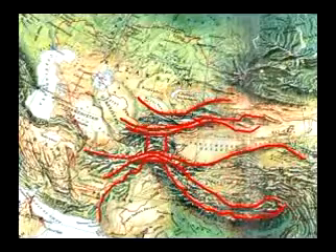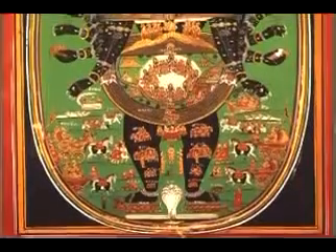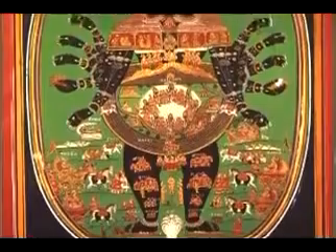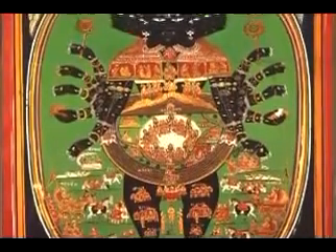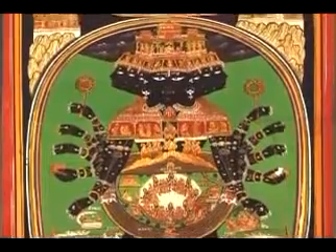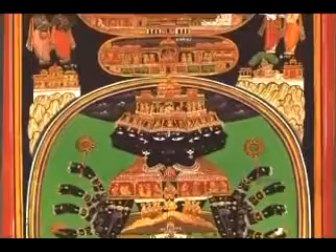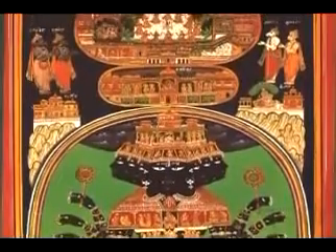The vertical dimension in Bhagavata cosmology. The Bhumandala disk represents the exoteric domains of the earth and planets. In contrast, the cosmic axis, extending perpendicular to Bhumandala, is filled with esoteric meaning. It represents the path of ascent or descent of the soul.